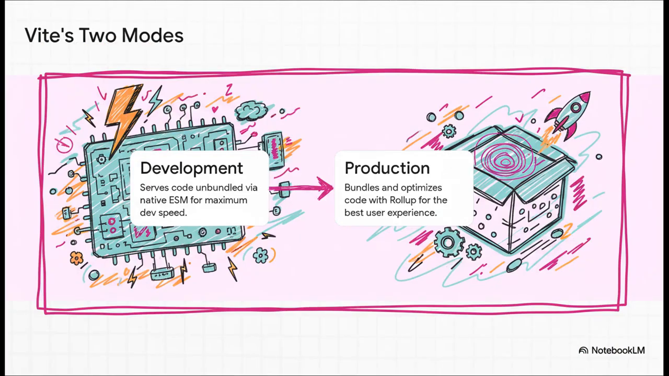So VITE basically has two personalities. When you're in the creative zone, you're in rehearsal mode. This is where VITE is all about pure, unadulterated speed. It sends your code in little pieces and just lets the browser put them together. But then, when your project is ready for the world, you switch to performance mode. And here, VITE uses another powerful tool called Rollup to package everything up perfectly, making sure your audience gets the fastest, best experience possible. It really is the best of both worlds.